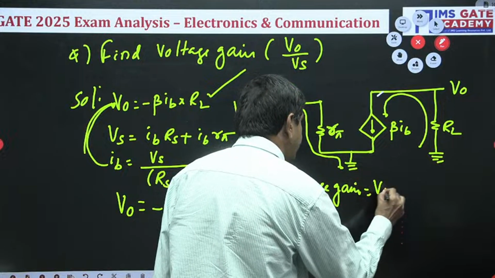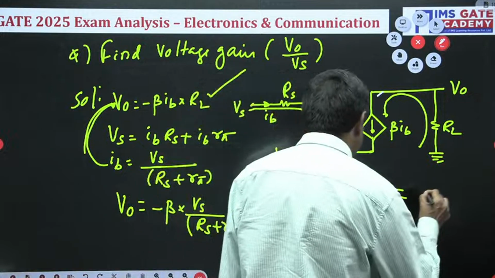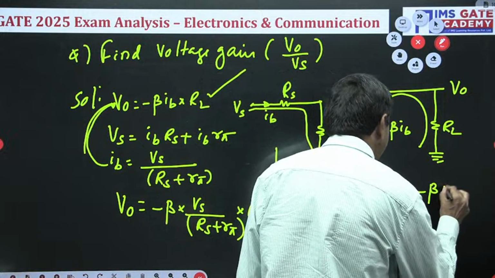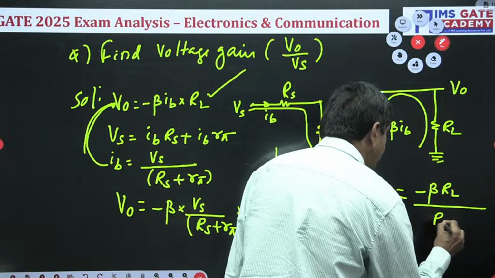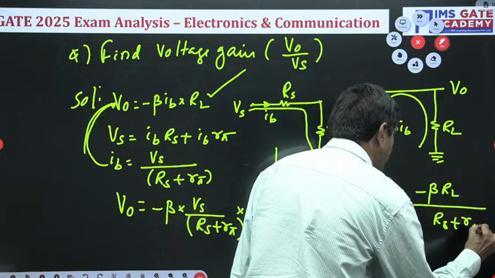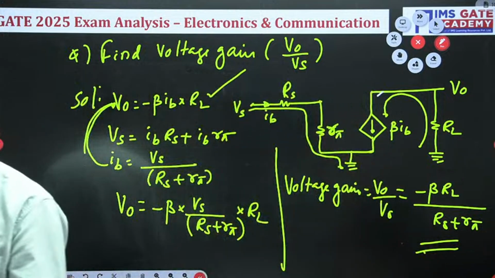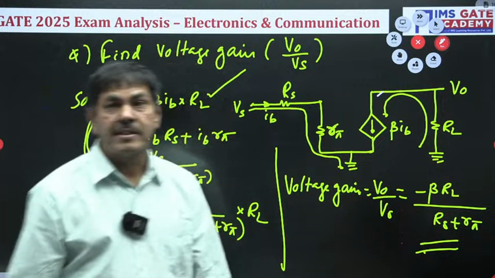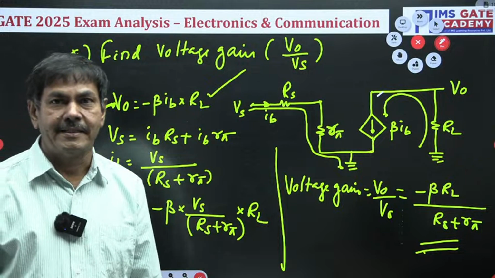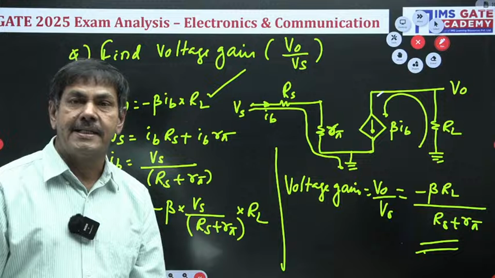V0 by Vs is equal to minus beta into RL by RS plus RPI. Yes, in that way we can determine the voltage gain. We can find voltage gain in this way only. This is the question from BJT. Understand now. And one more question I have from EDC.